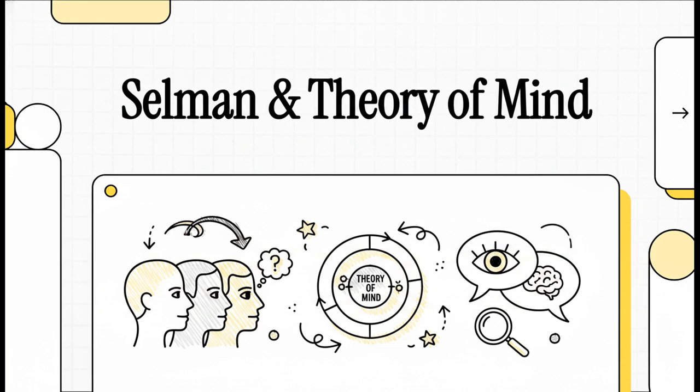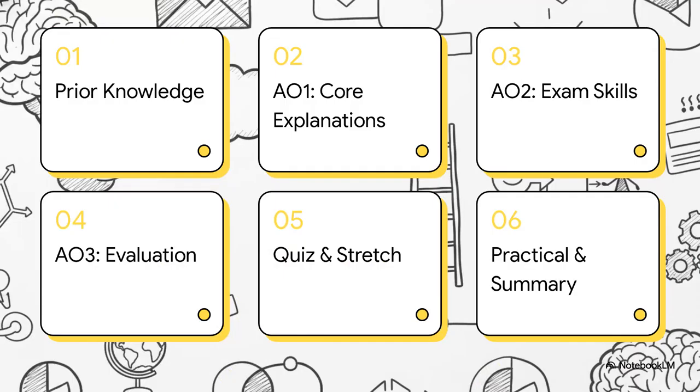Today, we're going to master a really fascinating specification point together, the development of social cognition. We'll be zeroing in on Selman's levels of perspective taking and theory of mind. I'm going to guide you through the theory, the application, and the evaluation step by step. Here is our roadmap for today: activating prior knowledge, AO1 core explanations, AO2 application and exam skills, AO3 evaluating the theories, stretch challenge and quiz, followed by a practical study and summary.